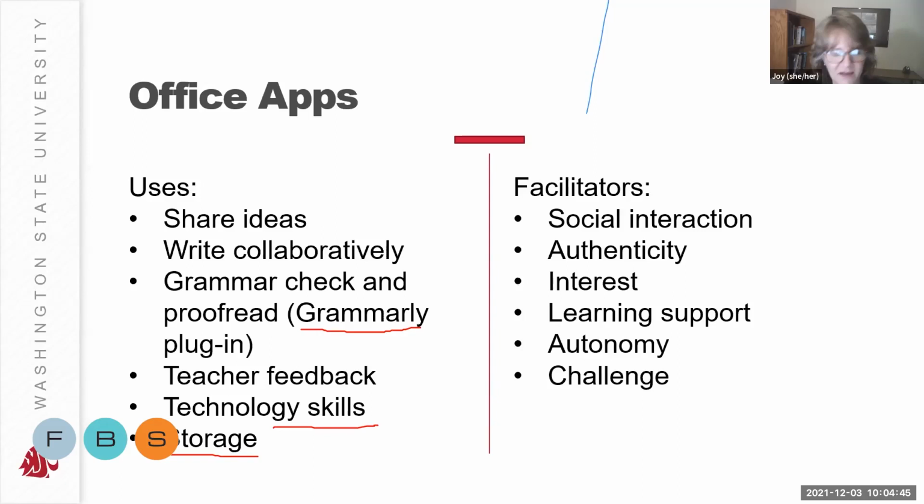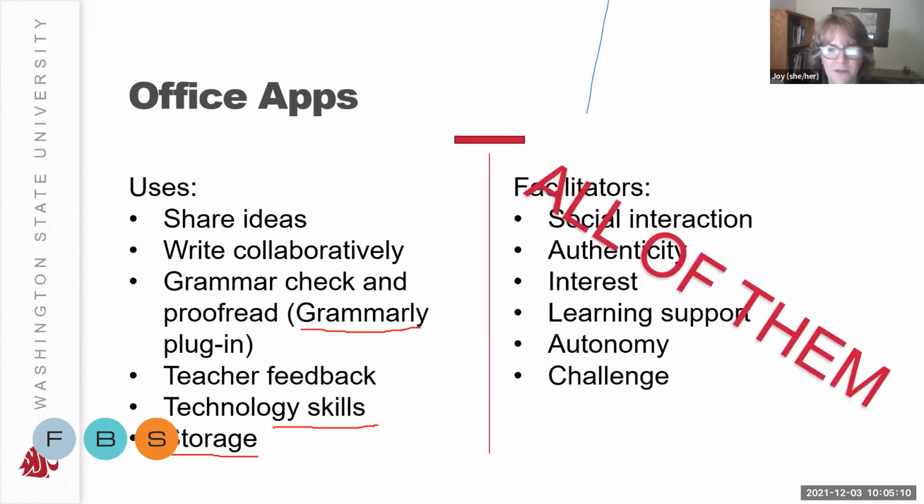And again, this helps me help them interact socially, write what they want to write about, whatever their interest is, provide them directly with support right when they need it in their Google Doc or in their Google Drive, and then provide them with a challenge to write what they can and use technology in the ways they can. And then autonomy, again, is part of the authenticity.